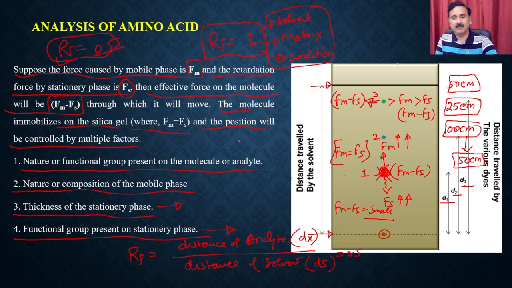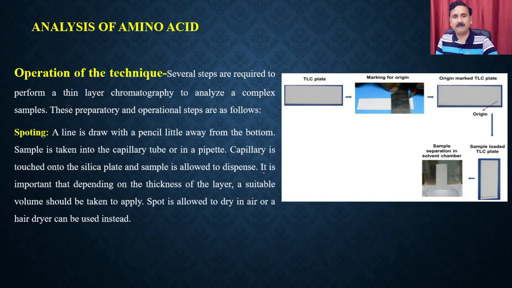You can run the TLC plate, you can run the thin layer chromatography, and that's how you can calculate it. So how can you actually run the thin layer chromatography? Several steps are required to perform thin layer chromatography to analyze complex samples. These preparative and operational steps are as follows.